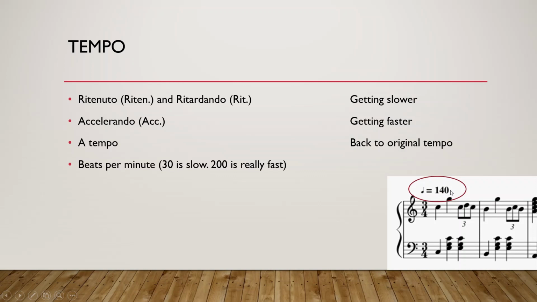So what does this mean? This means we have 140 beats per minute, and the quarter note is 1 beat. So 60 beats a minute will be 1 second per beat, 120 will be half a second, so this is a bit faster than 2 beats a second.